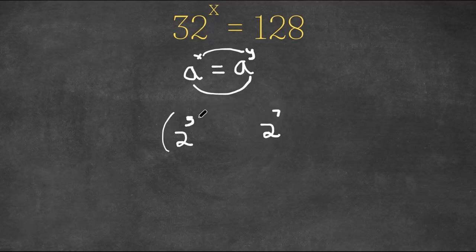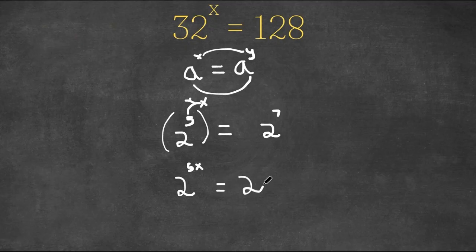And 2 to the power of 5 would be to the power of x, because we're replacing 2 to the power of 5 with 32. And this is equal to 2 to the power of 7. Now, when we have something like this, we want to multiply the exponents, because 2 to the power of 5, to the power of x, is the same thing as 2 to the power of 5 times x. And 5 times x is 2 to the power of 5x. And this equals 2 to the power of 7 still.